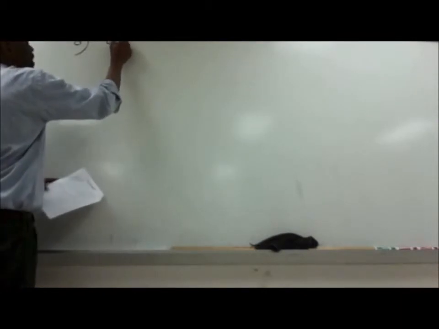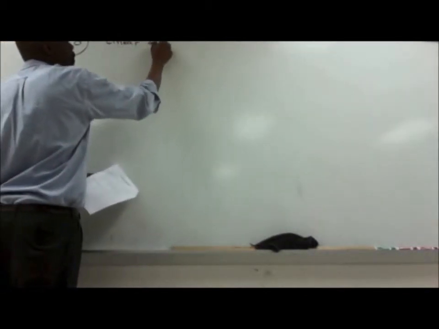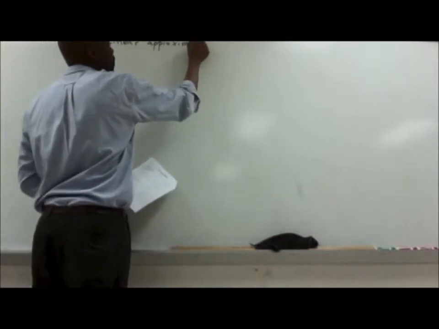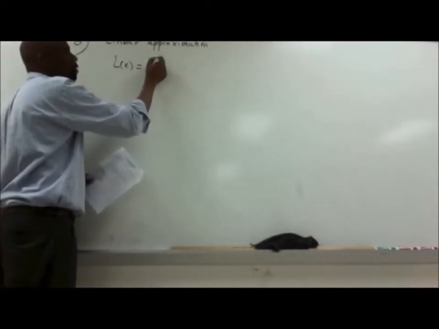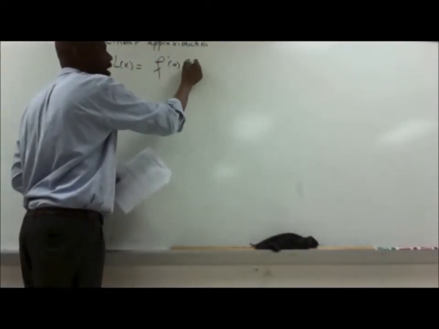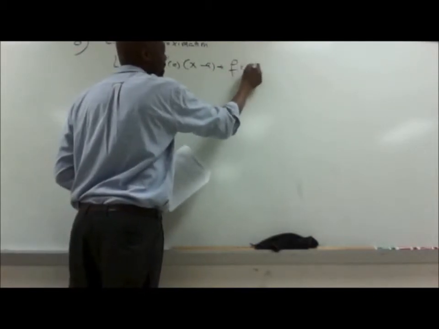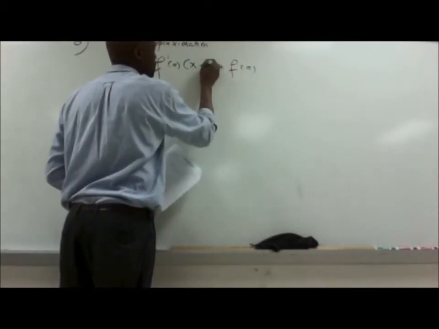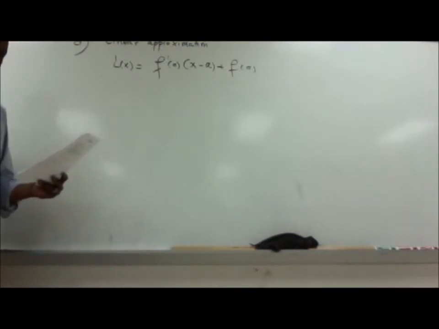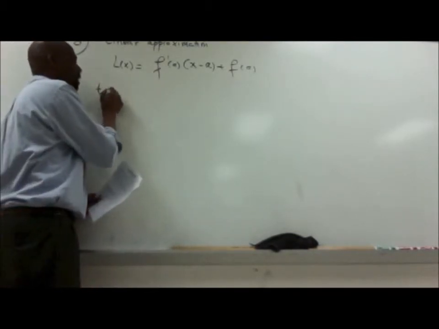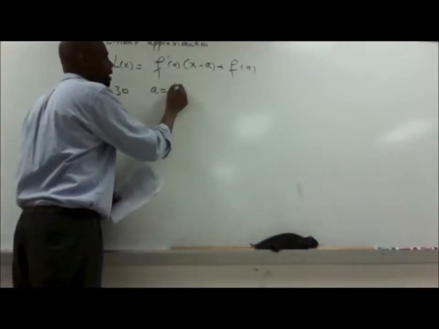When you hear the word linear approximation, linear approximation is just like the tangent line. So I can use L(x) or y, all the same, equal to f prime of A times x minus A, plus f of A. Everybody recognize this as a tangent line? All right, so what is A here? It's at t equal to 30, so our A is 30.